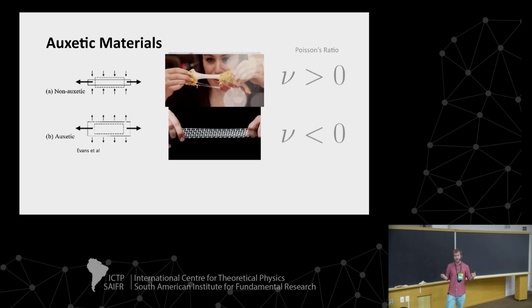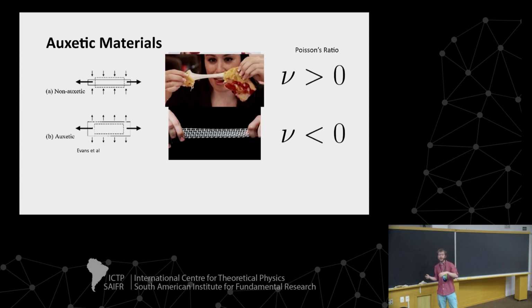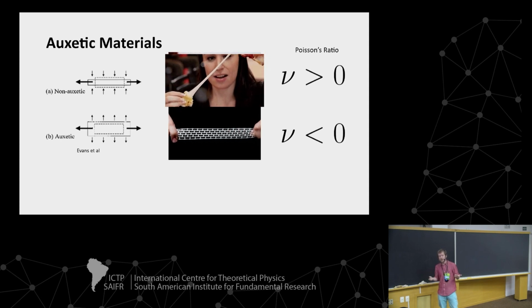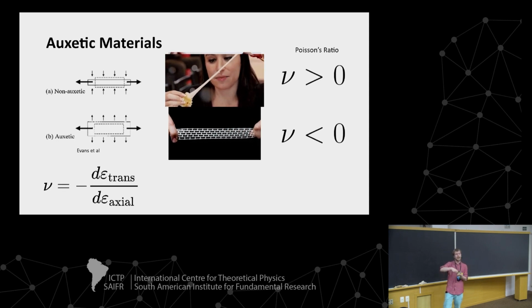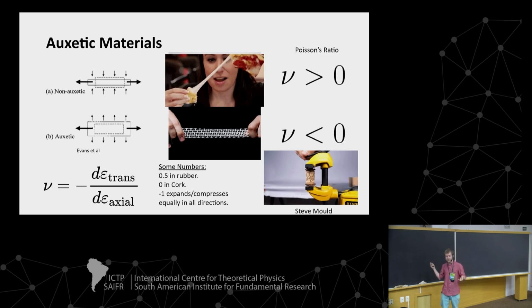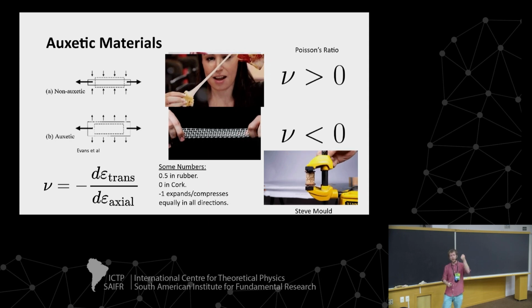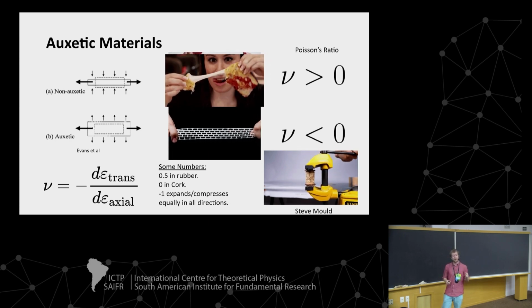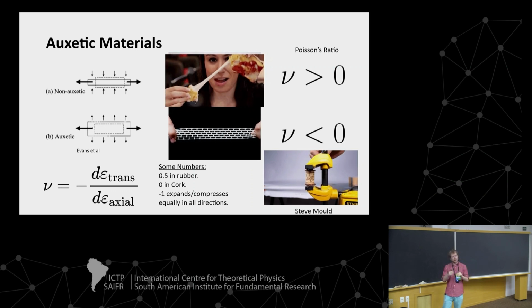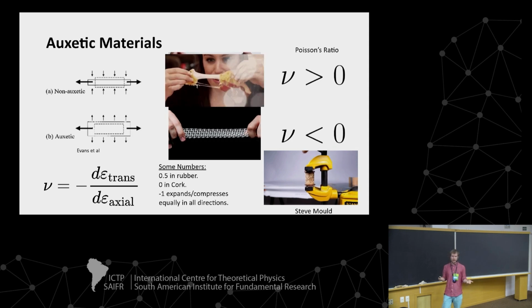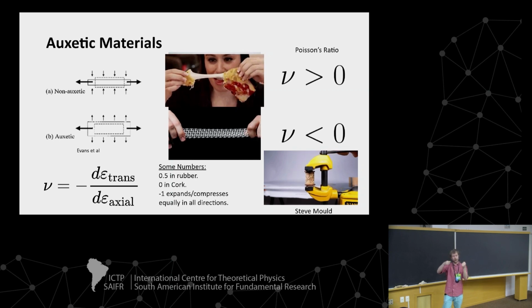We characterize this property through a number we call the Poisson ratio. If the Poisson ratio is positive, then it's not auxetic, and if it's negative, then it is auxetic. The Poisson ratio is quite simple. It's just the ratio between the deformation in one direction against the other. Some numbers for you to have. The Poisson ratio is 0.5 in rubber. It's 0 for cork. That's why cork is so good for stopping wine bottles, because it doesn't expand in the other direction. And -1 is when it expands in all directions or compresses in all directions equally.